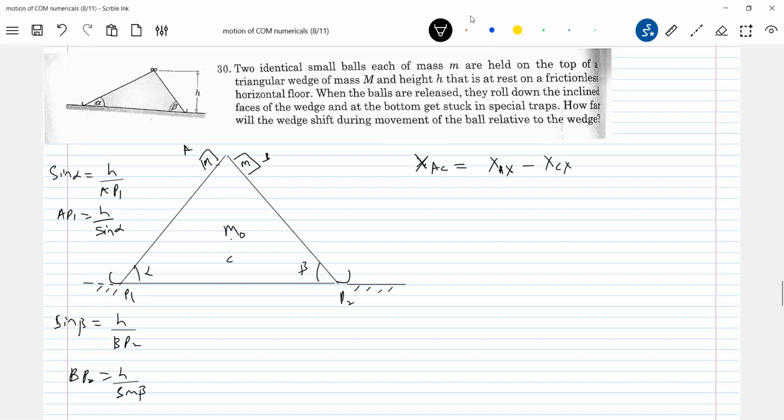So what is the question asked? When the balls are released, they roll down the inclined face of the wedge and at bottom get stuck in special traps. How far will the wedge shift during movement of ball relative to wedge? It is asking displacement of wedge, no? XCX.